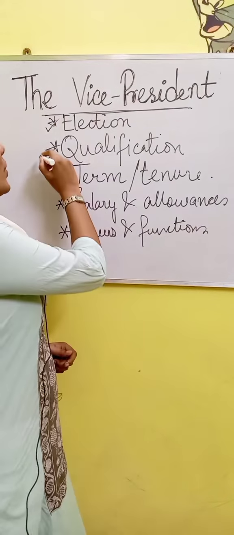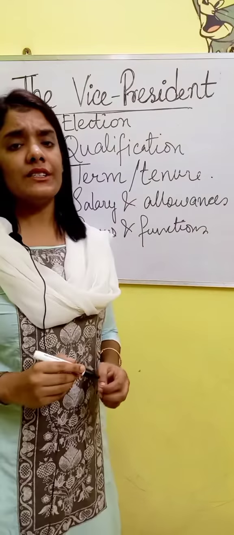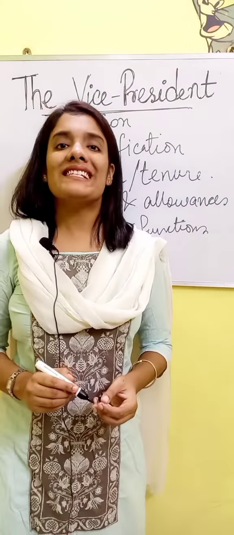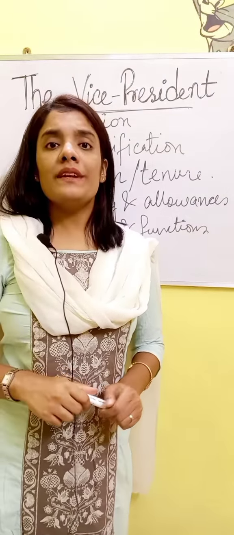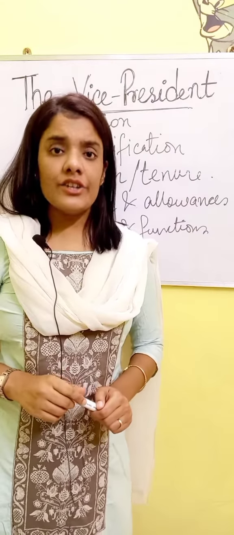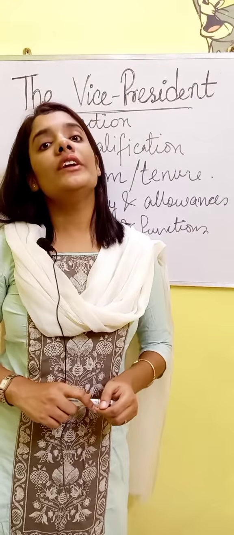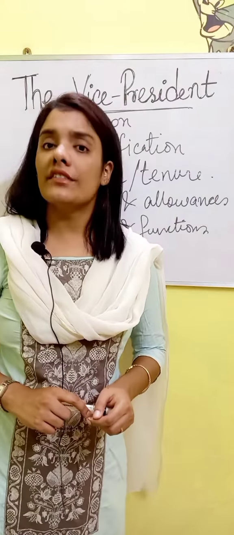Now, what about the qualification of the Vice President? The Vice President should be a citizen of India. He should not be less than 35 years of age. He should possess a sound mind. His name should be registered in the voters list. He should not be an undischarged insolvent. He should not hold any office of profit under any governmental agency. His qualifications are more or less the same as those of the President of India.